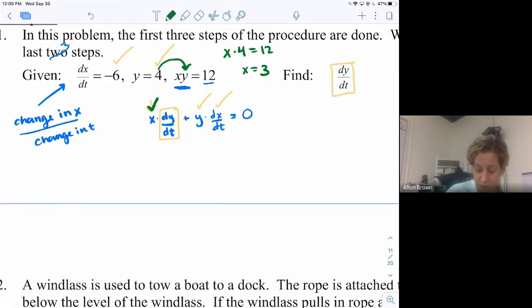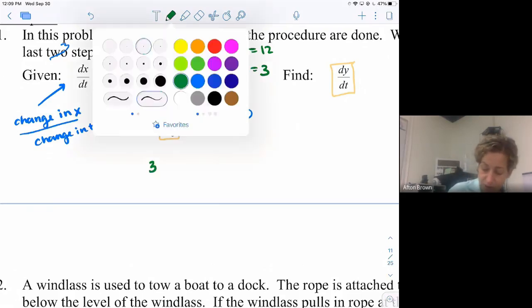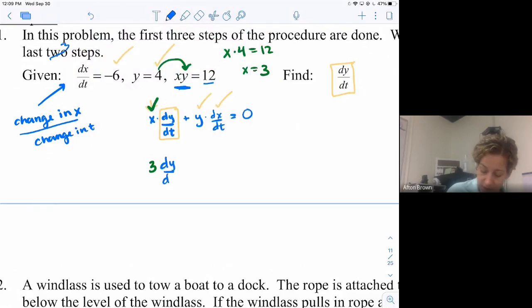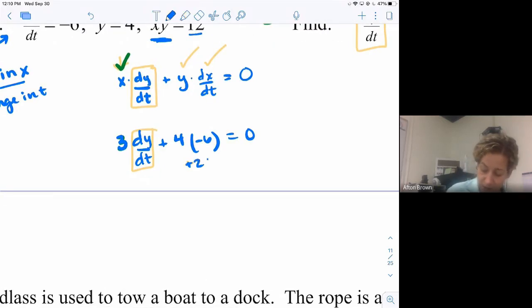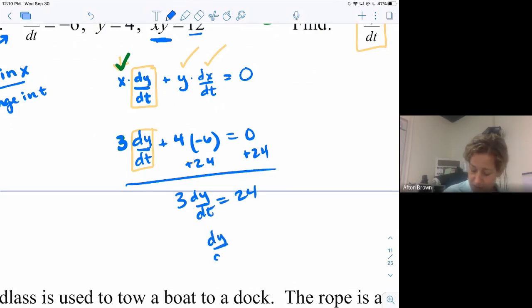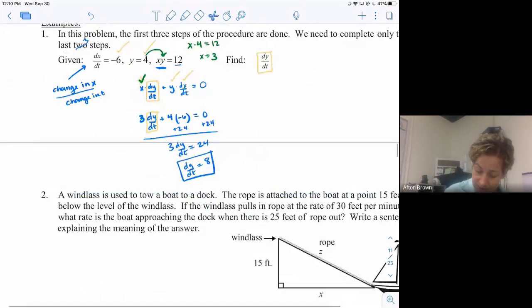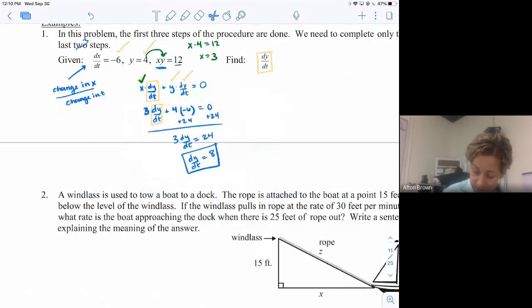Now we can do basically what you were saying, Colby. I can plug in 3 for x. I don't know dy/dt, so I'm going to leave that one as the variable. I know y, they told us y was 4. I know dx/dt because they told us that was -6. Now we can solve for dy/dt. We know everything, so we can move everything across. Let's add 24. I'd get 3 dy/dt equals 24, divide by 3, so dy/dt equals 8. That's what we were asked to find, and we were able to find it.